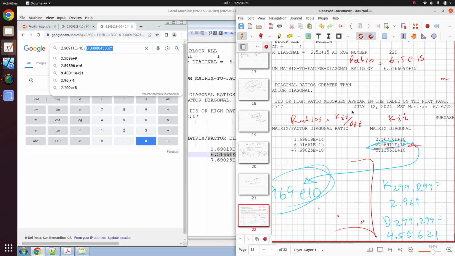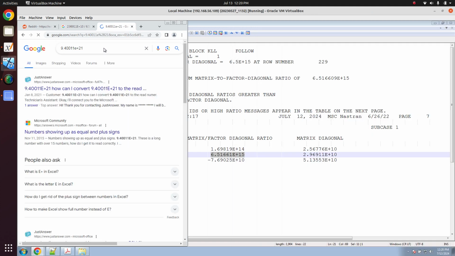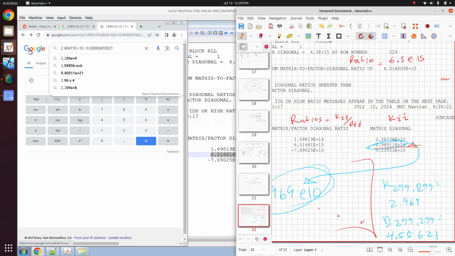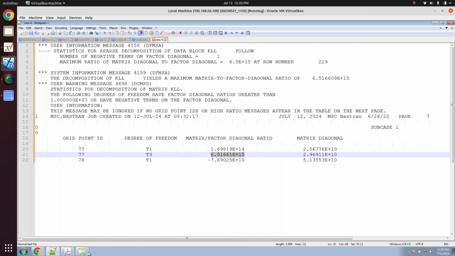4.55621, and we have 1, 2, 3, 4, 5, 6, and 7. So E -7. So this is what the diagonal term is. Now how do we get the diagonal term from Nastran?